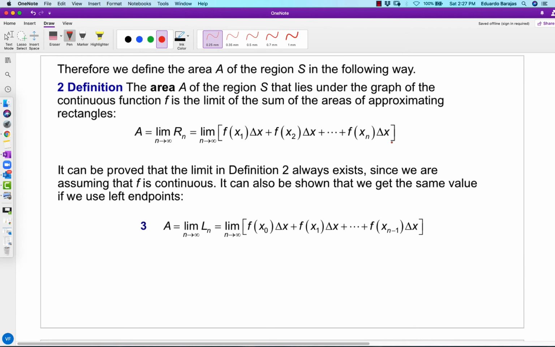And it can be proved that the limit in definition 2 always exists since we are assuming that f is continuous. It could also be shown that we get the same value if we use the left endpoints. Okay, so the only difference between this equation and this equation is that here we're using the right endpoint rule, and here we're using the left endpoint rule. Good. But it can be shown that they both give you the same answer. So if you approach it from one direction or the other, either way, you'll end up getting the same answer, which represents the area underneath the curvature.